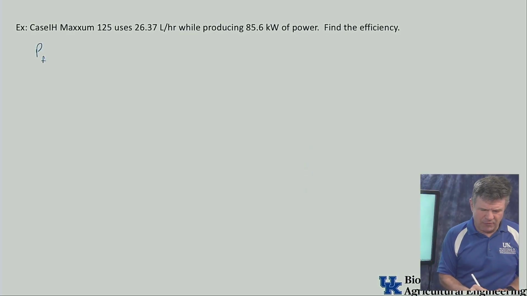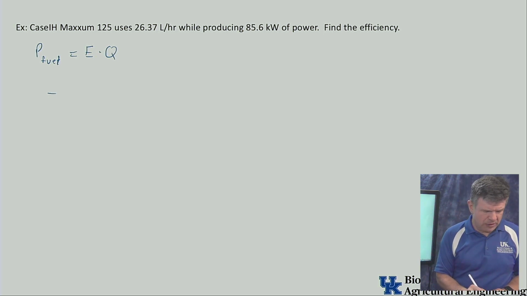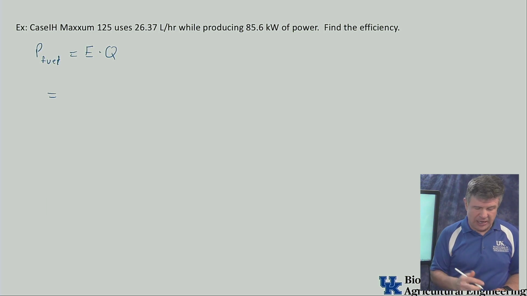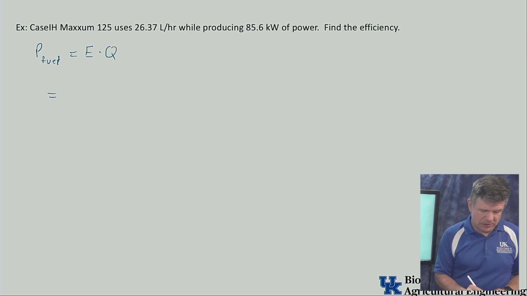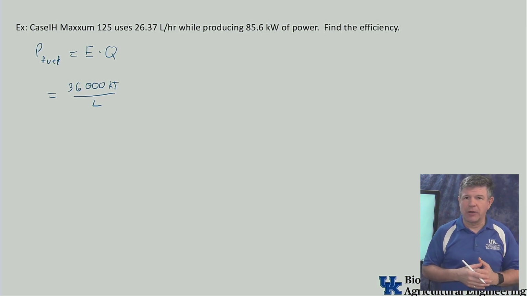So the power of the fuel going in is equal to the energy in that fuel times the flow rate of that fuel. So what is the energy? This is diesel fuel. Now we're looking at SI units, so let's do this in SI units. In SI, diesel fuel is 36,000, and the units are kilojoules per liter. So we can go back to those slides when we looked at fuel properties, or we can look this up somewhere on Wikipedia or something like that to get those numbers.